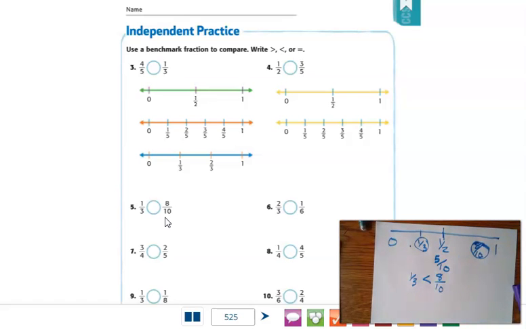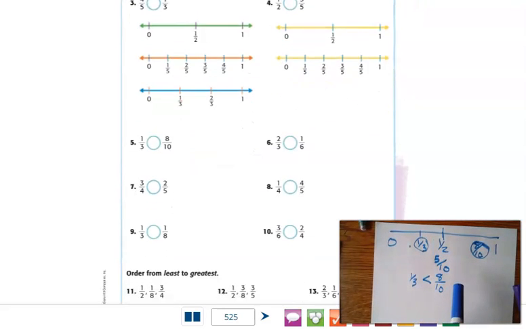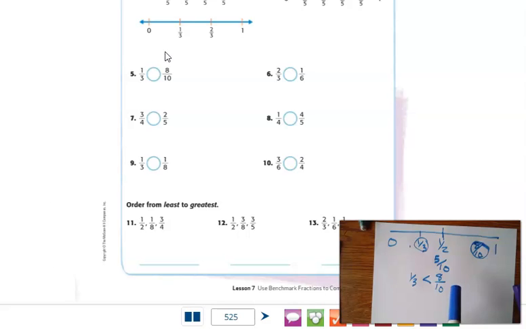Okay, so that's how you can use this number line, and you can even use the same one if you don't want to use the space to do all 3 separate. If you have a way to print them out, that can be handy too. So that's what you're doing on page 525, comparing these.